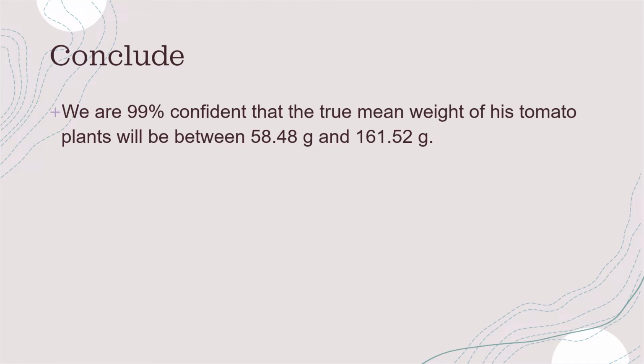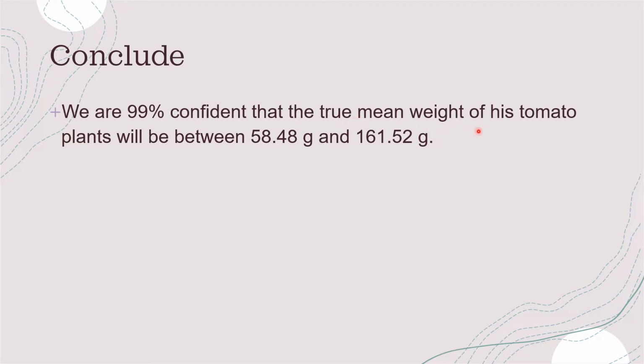Our conclude step is just summarizing everything. We want to mention what level of confidence we had, 99%. We want to mention what the interval was. This is where you want to use the actual numbers. Make sure you use your units. And then you also want to talk about the context of the problem.